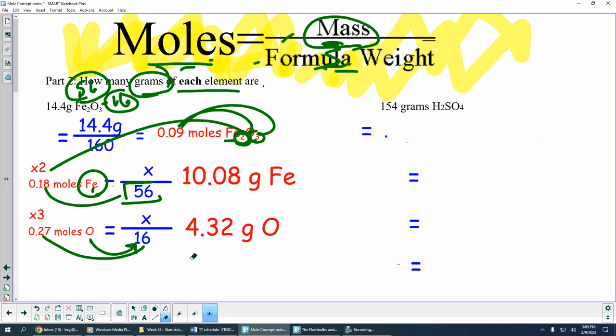So now we're moving on to the next one. I would say pause the program and see if you can figure this one out.